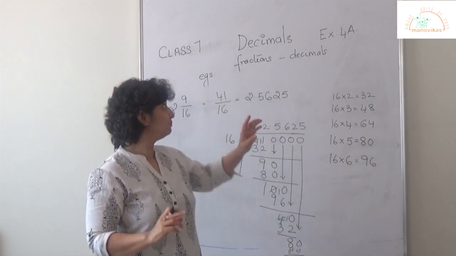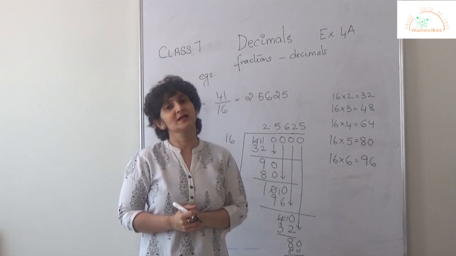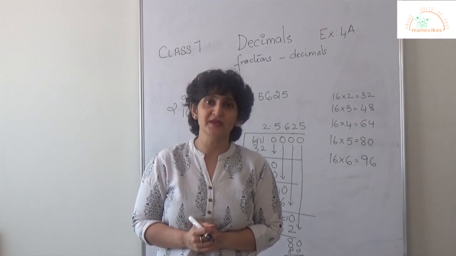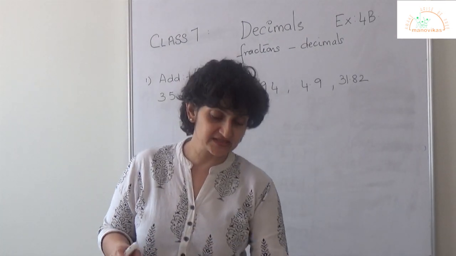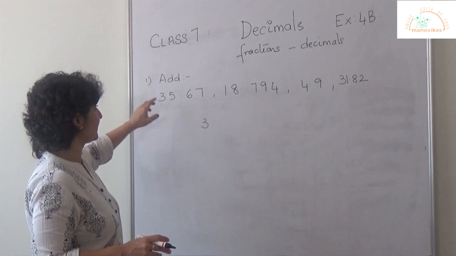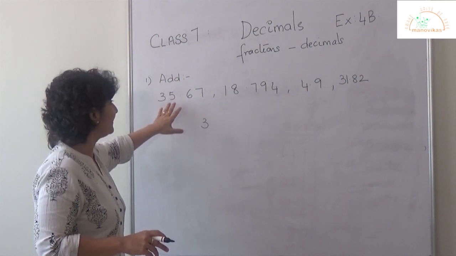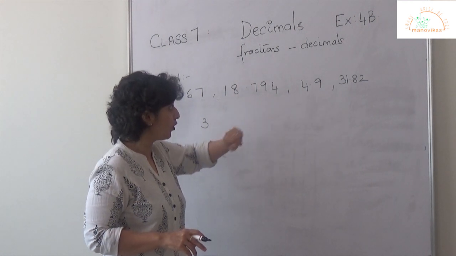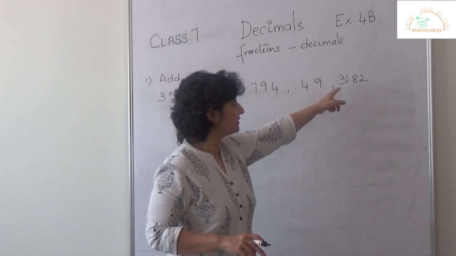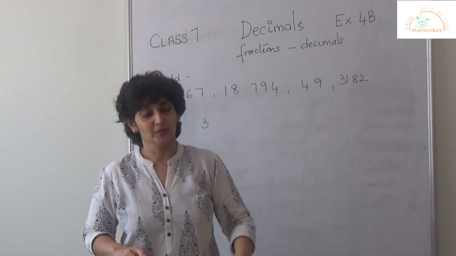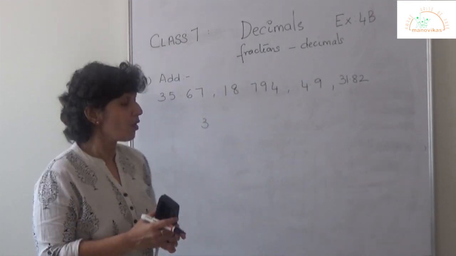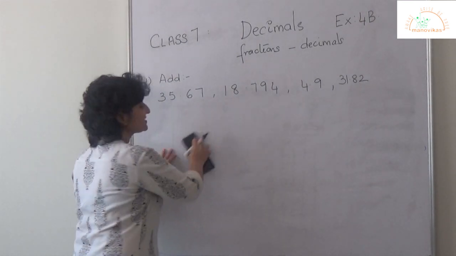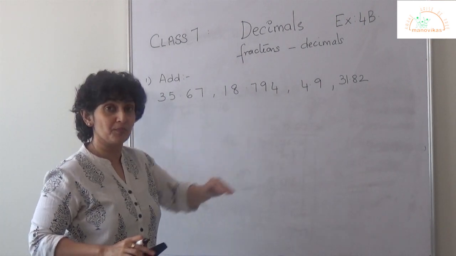With this, I complete exercise 4A. Let's move on to exercise 4B. Alright, let's start with exercise 4B question 1. We need to add 35.67, 18.794, 4.9 and 31.82. Children, you know your additions. All you need to be careful in decimals is put them in a proper order.